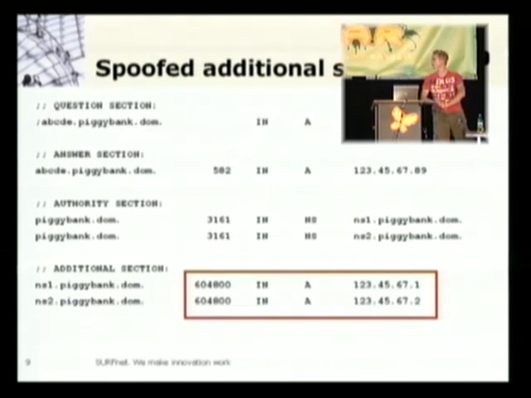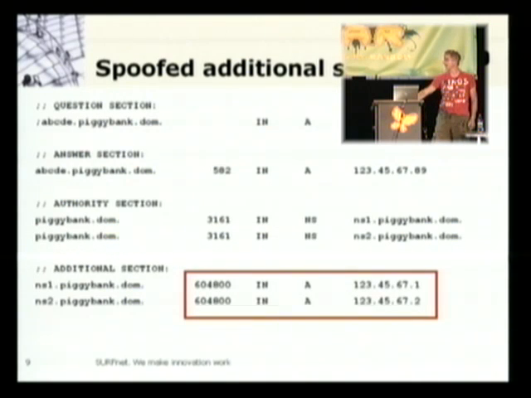Now, what does this look like if I have a look at the answer to that query? What you can see is that there's an answer, abcde.piggybank.domain. I used 1234, I think, but whatever, has an address. That's not really of any value. But in the additional section, I can point to rogue authoritative name servers, which are marked here in red. And to make matters worse, I give them a really long time to live. 604,800 seconds is 1 week. But I could make it a year if I really wanted to.